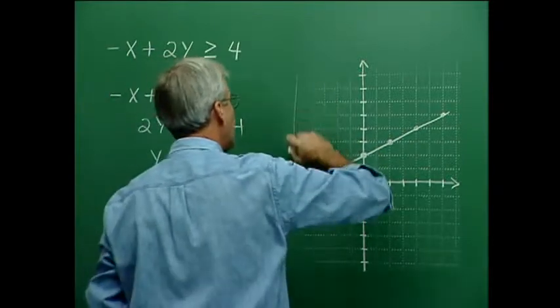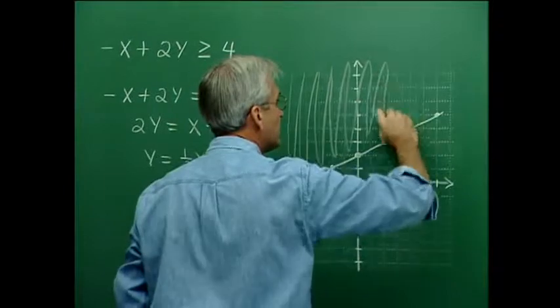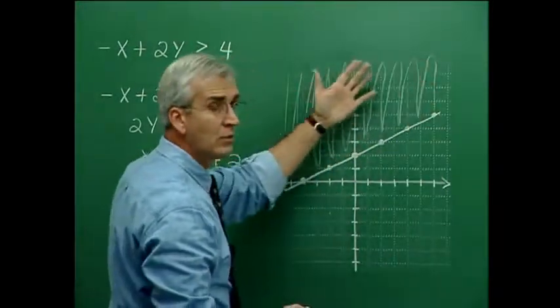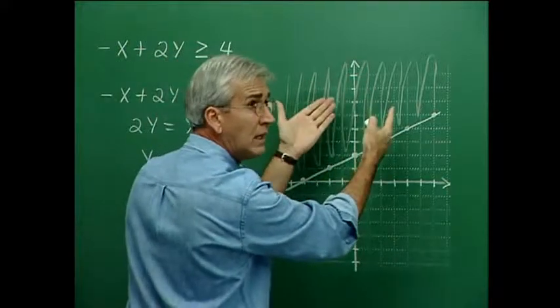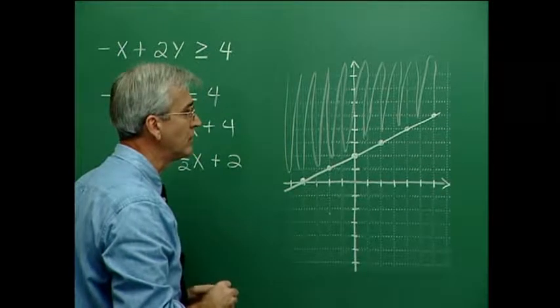And then I would shade to illustrate that this is the solution region. It's a solution region because for every point in this region, we could take the coordinates of any point and put it back into the original inequality, and it would make that inequality true.